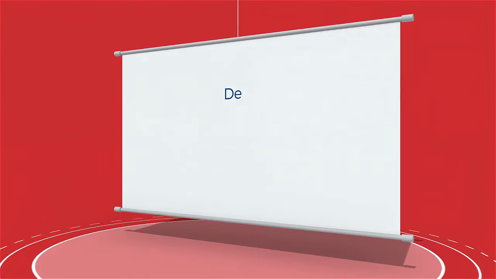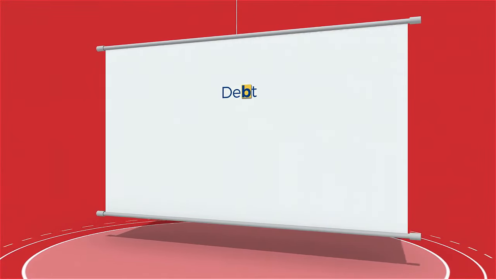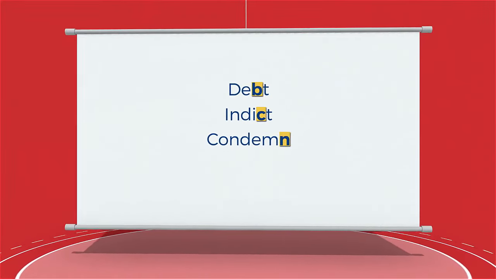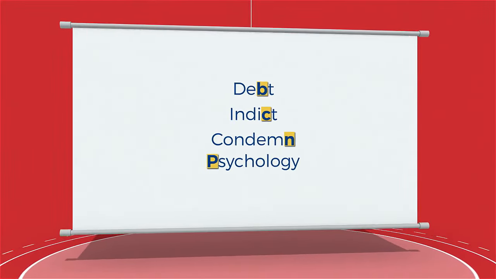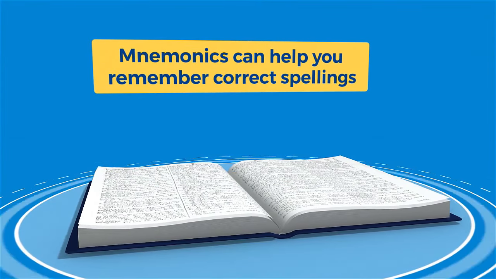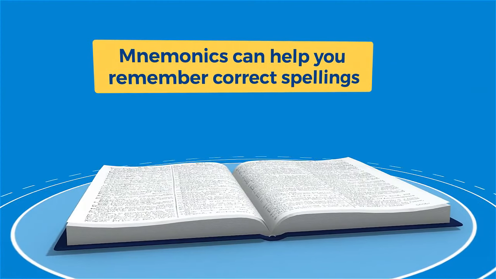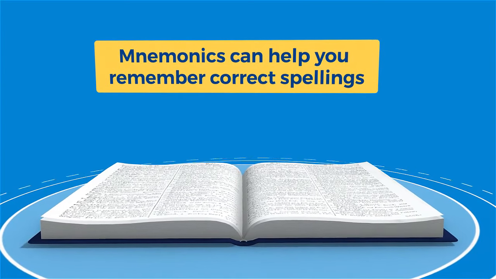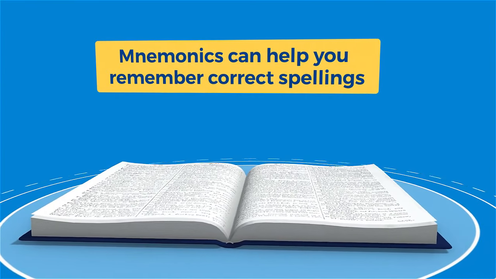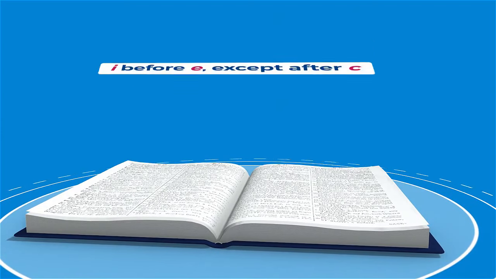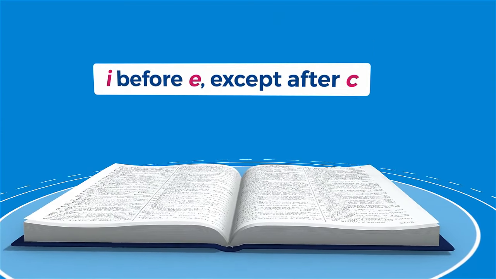English has many other silent letters that can cause problems. In debt, the b is silent. In indict, there's a silent c. Condemn ends with a silent n. And psychology starts with a silent p. Mnemonics, that is memory aids, can help you remember the correct spelling of these words. One memory aid is to put the tricky word in a sentence with other words including the same letter, like Marcy makes mnemonic memos. Another mnemonic is the phrase I before E except after C.